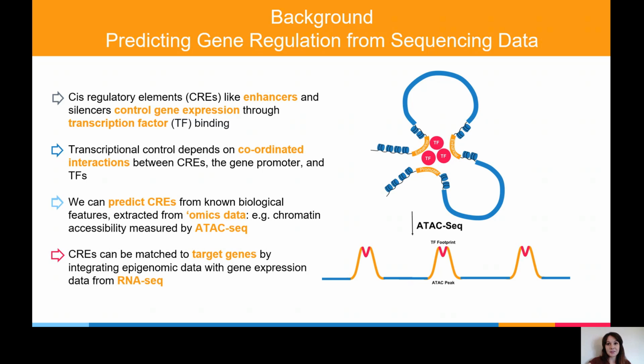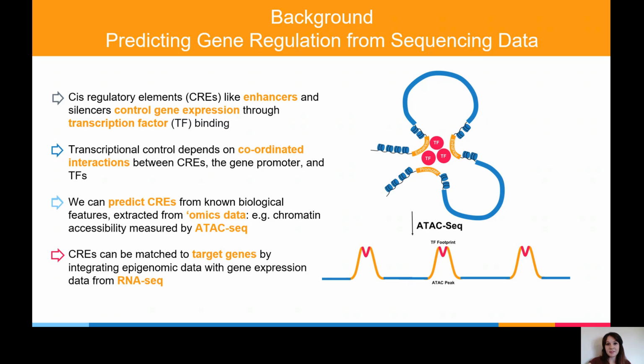One such feature is chromatin accessibility. Cis-regulatory elements are cleared of nucleosomes to make way for transcription factor binding. We can measure accessibility of chromatin using a technique called ATAC-seq, which sequences regions of DNA that are depleted of nucleosomes. With ATAC-seq, we can also detect transcription factor binding by looking for something called transcription factor footprints.